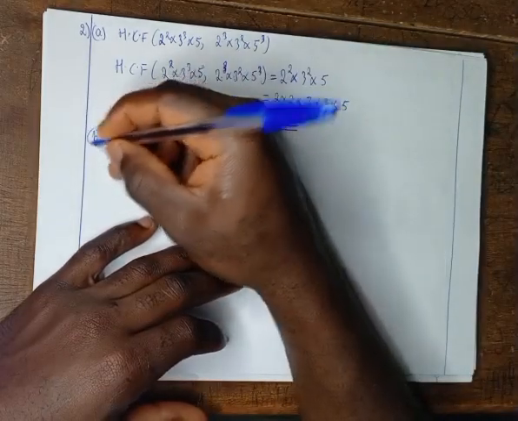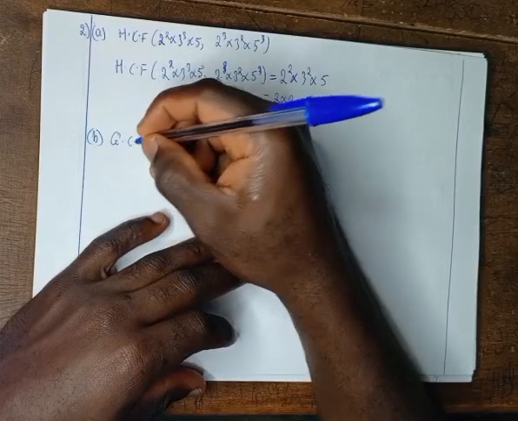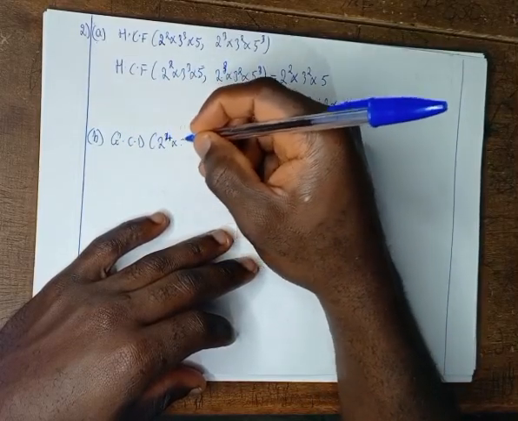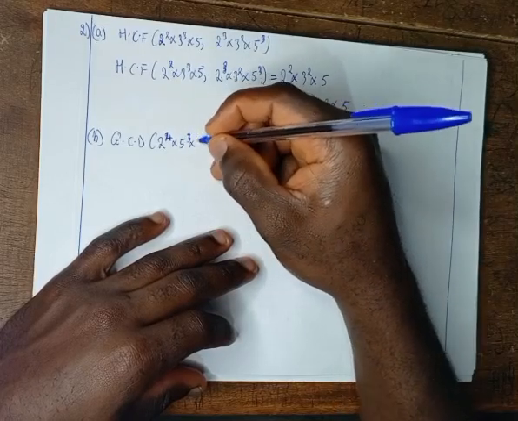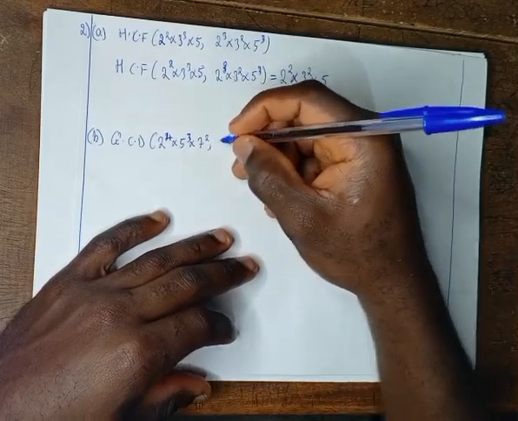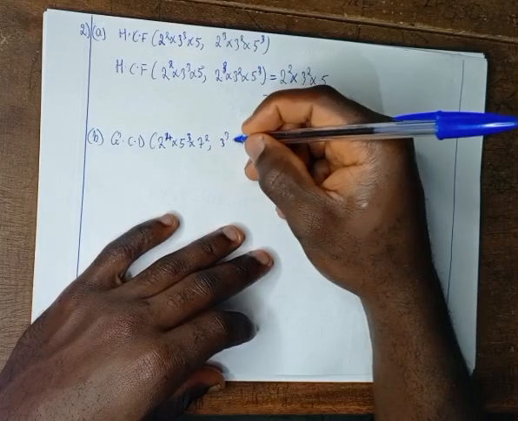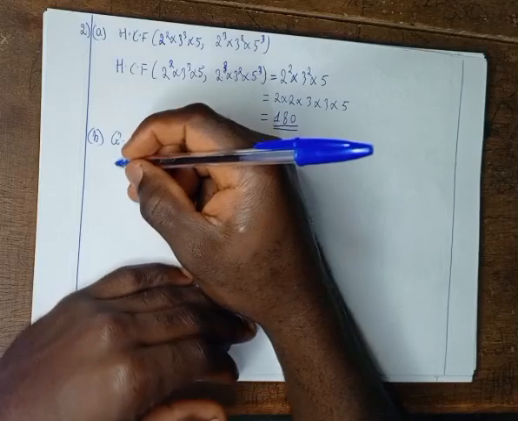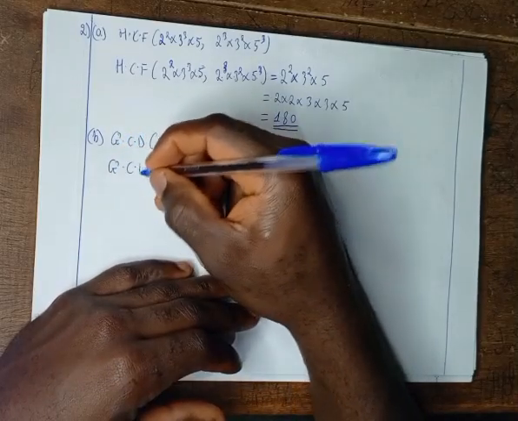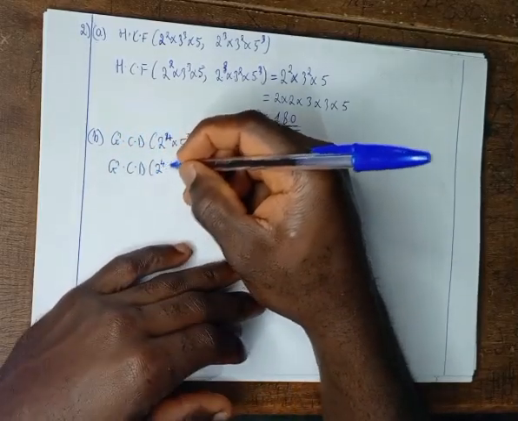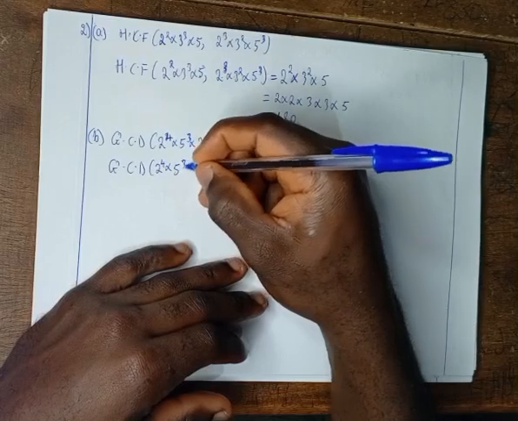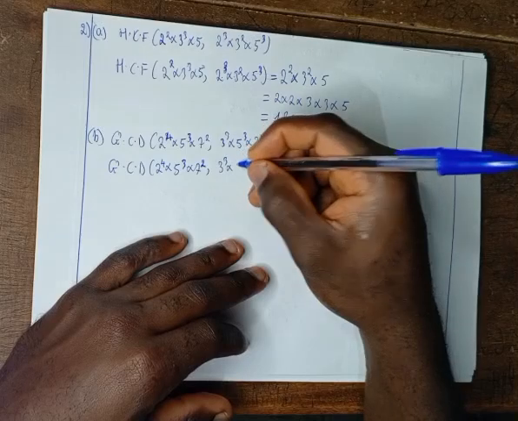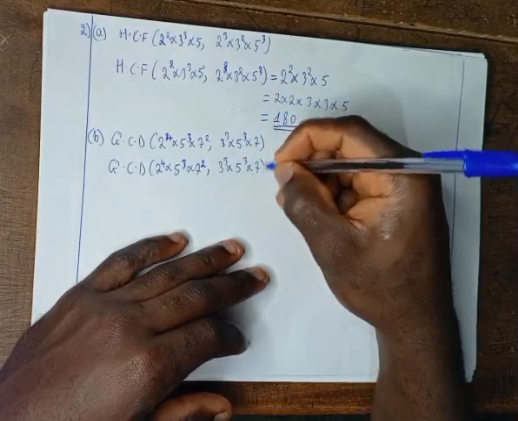B says we should find the greatest common divisor of 2 raised to the power 4 times 5 raised to the power 3 times 7 raised to the power 2. The next one, 3 raised to the power 3 times 5 raised to the power 3 times 7. Let's answer the question. 2 raised to the power 4 times 5 raised to the power 3 times 7 raised to the power 2, 3 raised to the power 3 times 5 raised to the power 3 times 7.